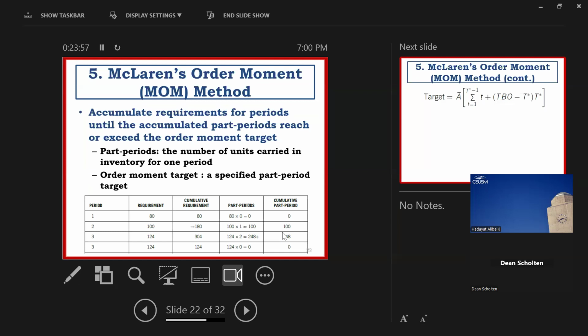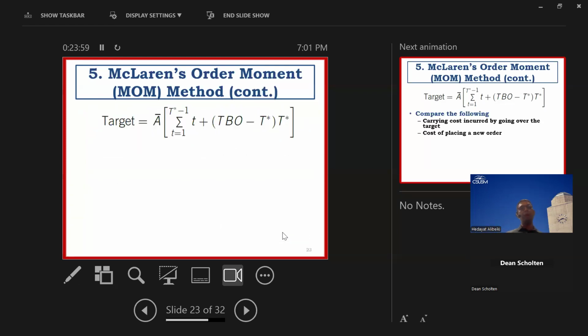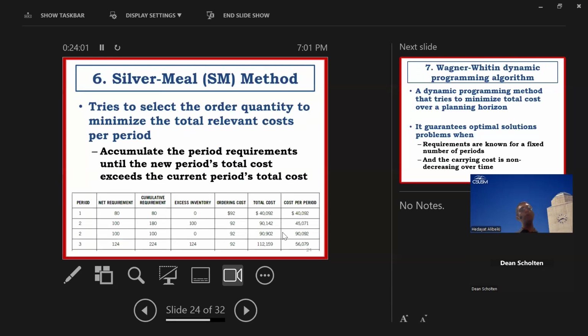We're going to do an example on this one later. The other ones are going to be a little more challenging. Silver-Meal, and then the dynamic programming one, WW, is going to be really challenging, it requires programming, right? Multiple rounds of programming. It's a dynamic programming problem. We have to basically see different scenarios.